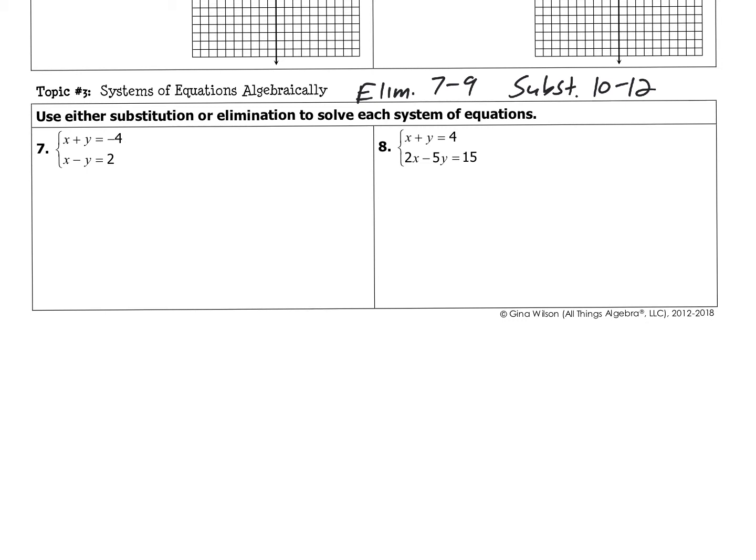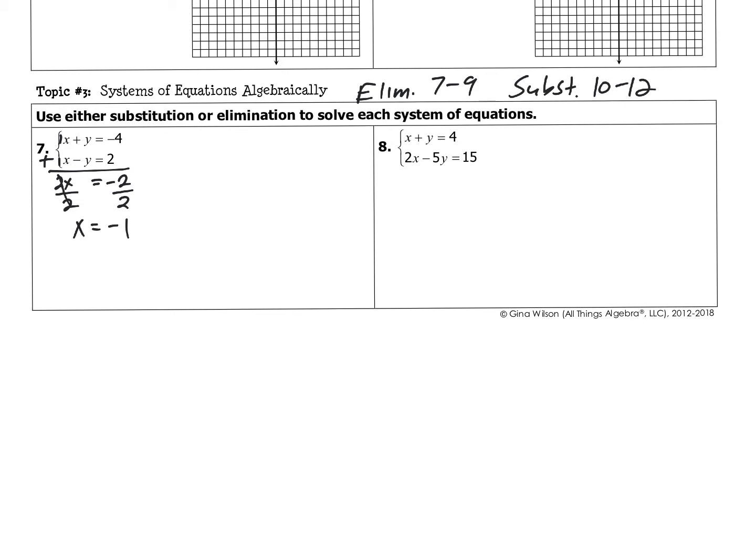Now, it's not going to be the same thing I do in all of them. So I'm going to add these two equations, okay? x plus x is 2x, because there's a 1 there. So 1x plus 1x is 2x. Positive y plus negative y cancels out. And negative 4 plus 2 is negative 2. Divide by 2 to solve for x, and x equals negative 1.